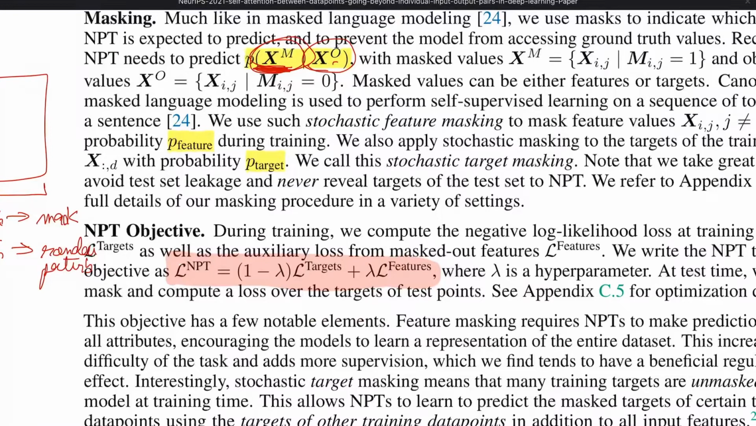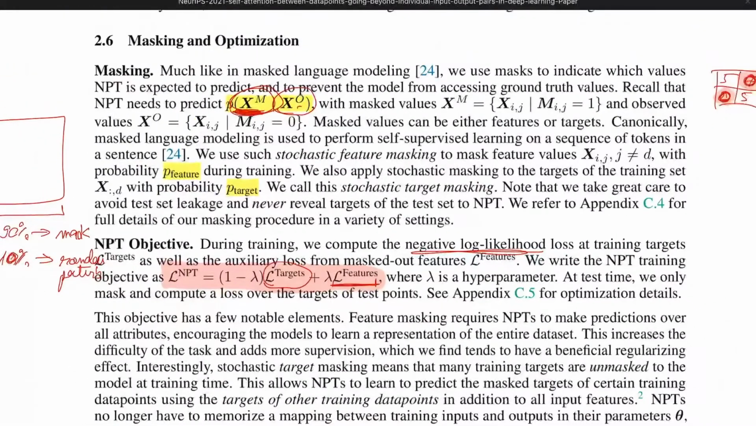And they are getting a loss from the targets, which is just log likelihood. So it's essentially cross entropy if you have a classification, or mean squared error if you have a regression task and you assume Gaussian noise. And they are also having a loss for the features. It depends what it is. You can assume it's the same types of loss, and then you have a hyperparameter between them.